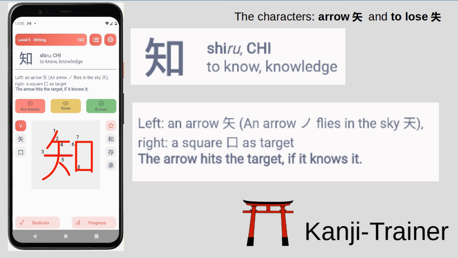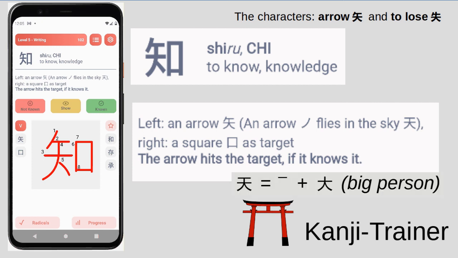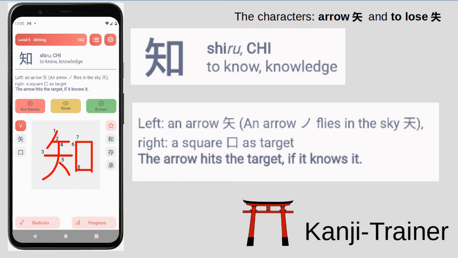Here it is explained that in this character at the left side an arrow is shown. It also gives me some help how to memorize this character for arrow, namely an arrow flies in the sky. So the short upper line is the arrow and the rest is the sky. You can memorize the word for sky or heaven by thinking it's a big man who has the sky above him. Again, the character for arrow shows an arrow that flies in the sky.